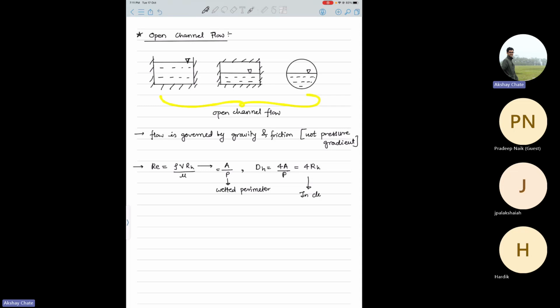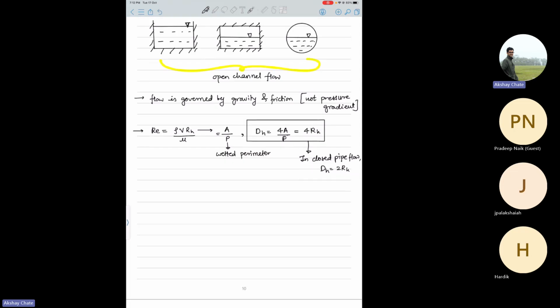In closed pipe flow, I mean a fully filled pipe, we had the hydraulic diameter which was 2 times the hydraulic radius. But in case of open channel flows, it is 4 times. So this is also a very commonly asked MCQ type of question from open channel flows, because typically students remember it as twice because the diameter is double the radius, right? That is typically okay, but for open channel flows it is 4 times because of the definition.